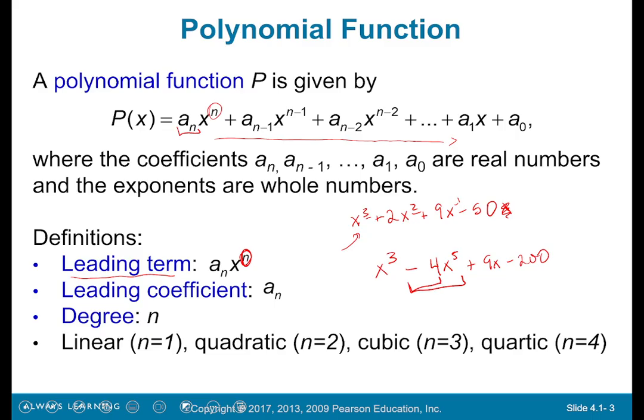When we have something where n is 1, we call it linear. When n is 2, we call it quadratic. When n is 3, we call it a cubic. And when n is 4, we call it a quartic. If we have an n higher than 4, we don't really give it a name. We just call it a polynomial of degree 5 or higher. I only use the special names for these 4 special cases. You don't have to use these names, just get used to hearing them.